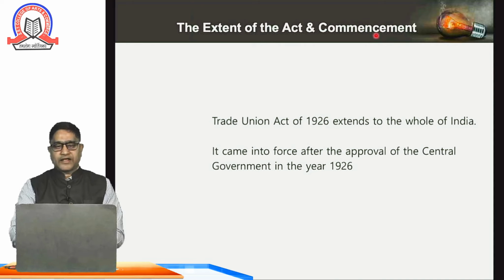Coming to the extent and commencement of the Act, the Trade Union Act of India, 1926, extends to the whole of India. Whether it is Jammu or Kashmir, it is also applicable. It came into force after the approval of the central government in the year 1926, that is, pre-independence.